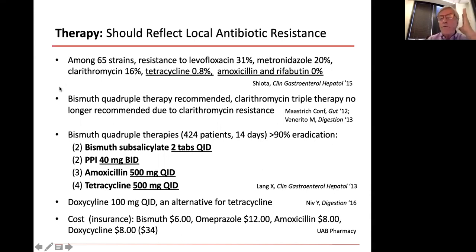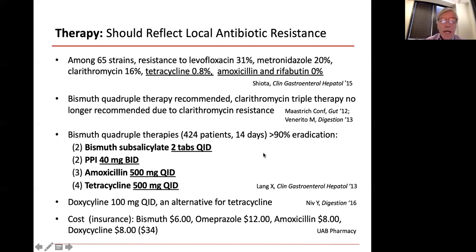I have reviewed a number of studies, and I think that the bismuth quadruple therapy is recommended. The clarithromycin triple therapy is no longer recommended because of the high incidence of resistance to clarithromycin currently in H. pylori strains. So what are the bismuth quadruple therapy regimens?